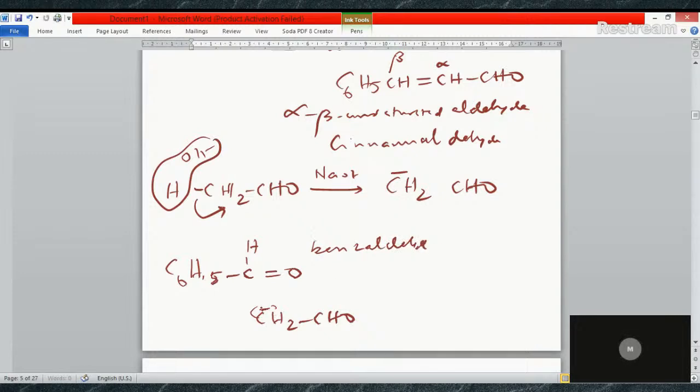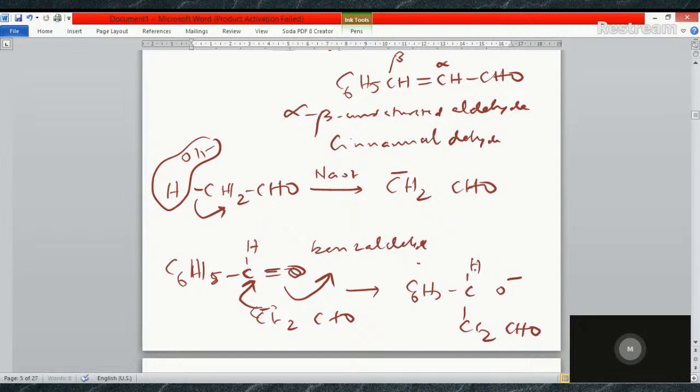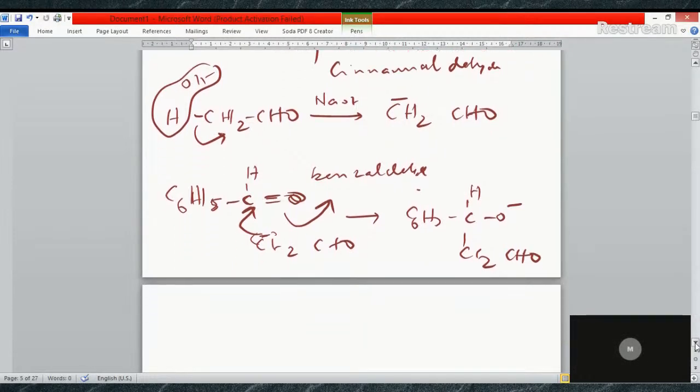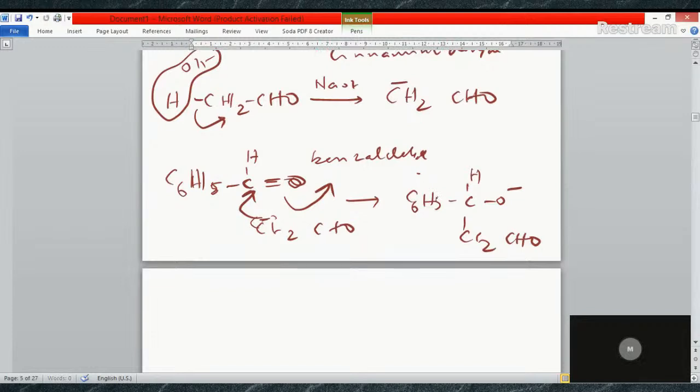Benzaldehyde will be attacked by this carbanion. The nearby bond is breaking up. So we can have C6H5 CH, it becomes O minus and CH2CH4. This looks like our aldol type condensation reaction. In the very next stage, it should be protonated by using hydrogen plus.